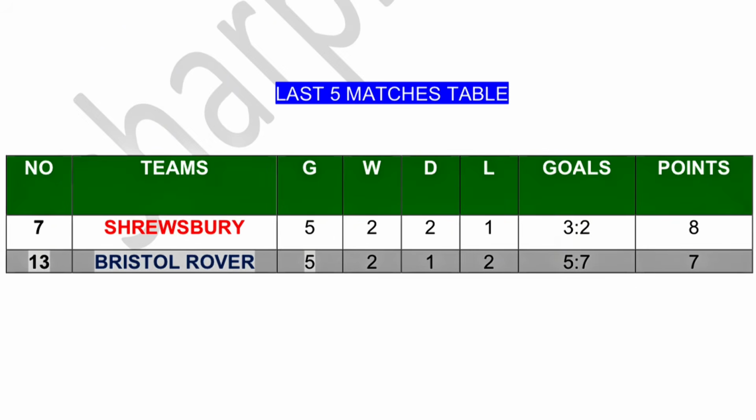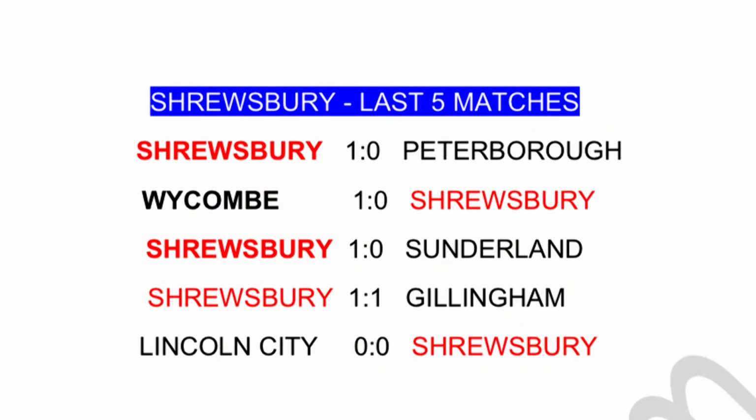Looking at the last 5 match table, Shrewsbury's goals scored is 3 and their goals conceded is 2. Bristol Rovers' goals scored is 5 and their goals conceded is 7. Now let's look at Shrewsbury's last 5 matches. Shrewsbury versus Peterborough, they played 1-0. Wycombe versus Shrewsbury 1-0. Shrewsbury versus Sunderland 1-0. Shrewsbury versus Gillingham 1-1. Lincoln City versus Shrewsbury 0-0.